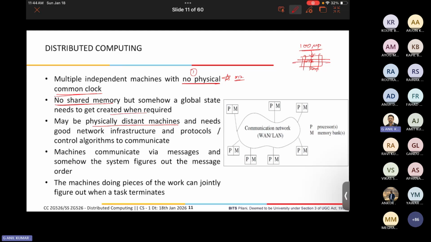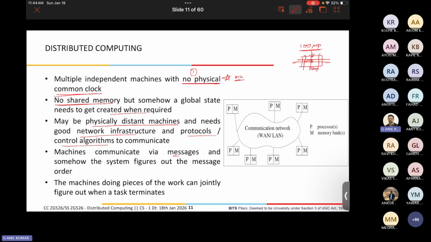Okay. Physically distinct machines need good network infrastructure, which is one of our basic computing resources, and protocols and control algorithms to communicate. Meaning, having the hardware infrastructure is not just good enough. You may have very good communication and higher bandwidth, and the machines are able to speak with each other, but you require a driver for that. That's the software component, the soul. The software component comes into the picture to make this happen. That's where your protocols and the control algorithms come into the picture. That is the subject that we'll be discussing here.